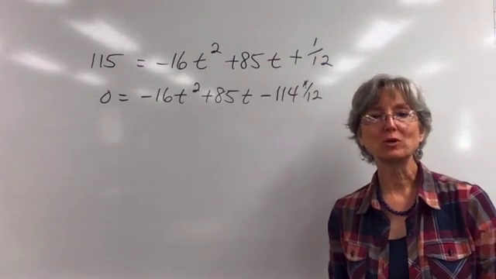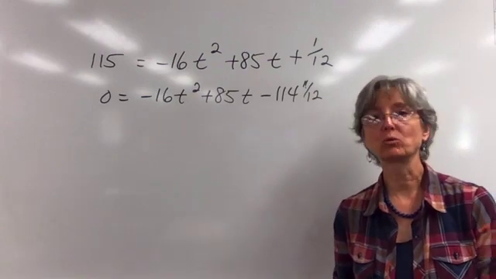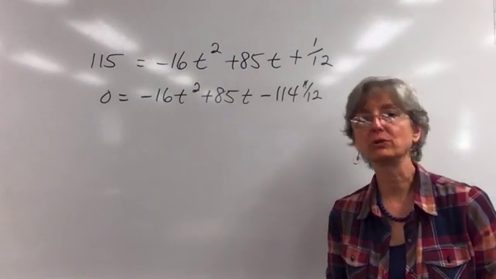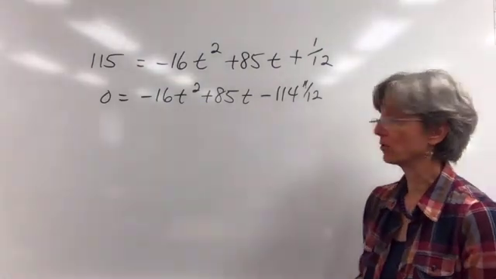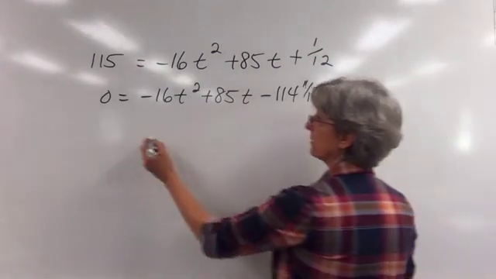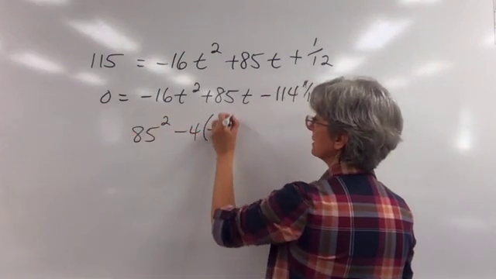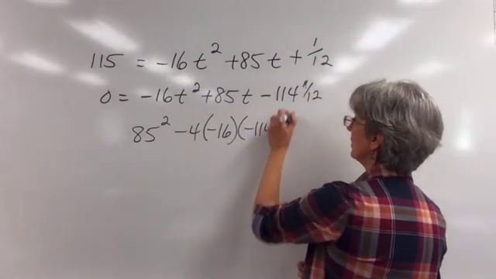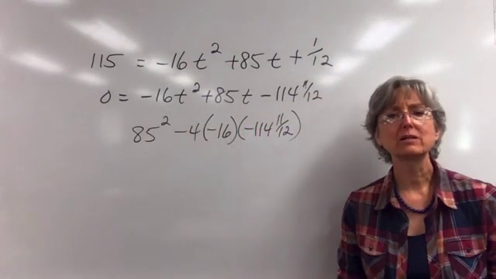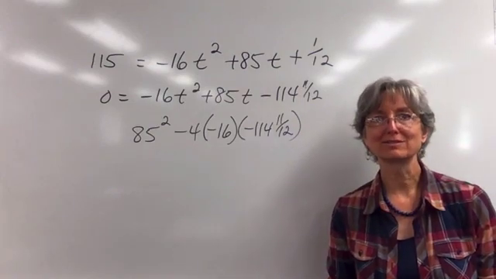Now use the discriminant. Are there solutions to this, right? That's what we're looking for. Will it reach that height? Is it possible? So use the discriminant to see if there are solutions. B squared minus 4ac. So b squared, 85 squared, minus 4 times negative 16 times negative 114 and 11/12. These numbers look terrible, but your calculator can do this.